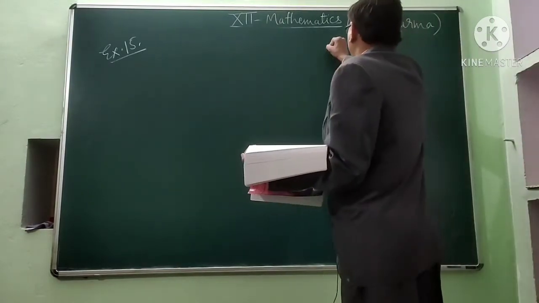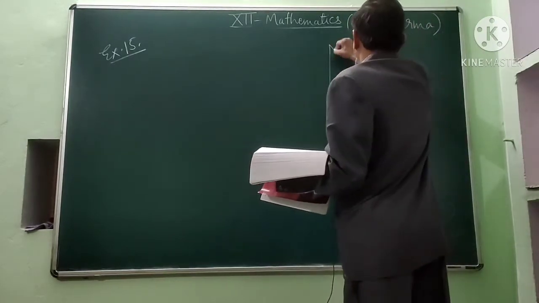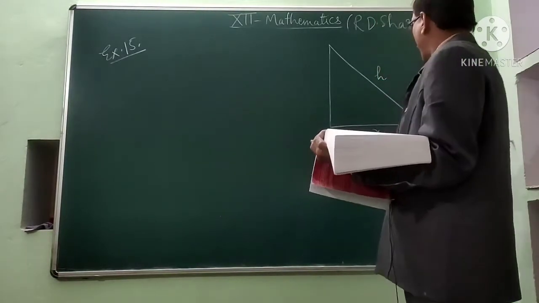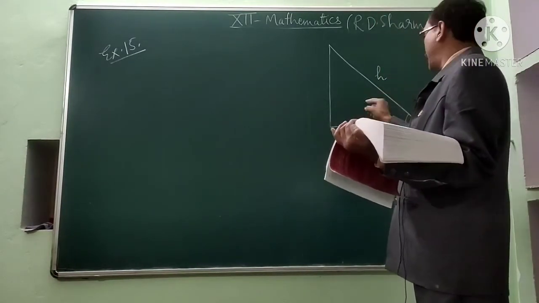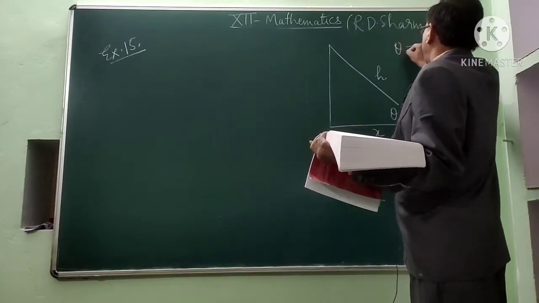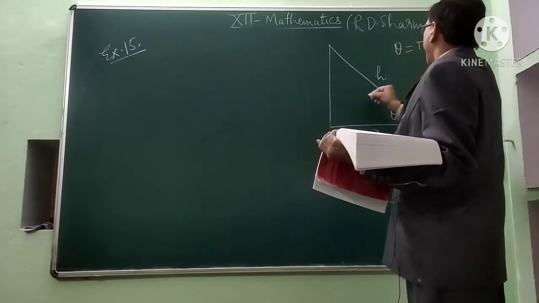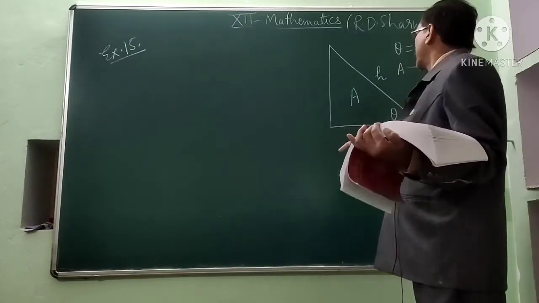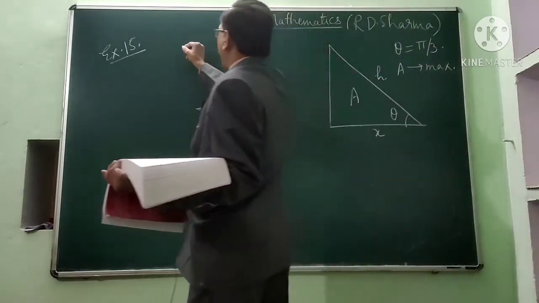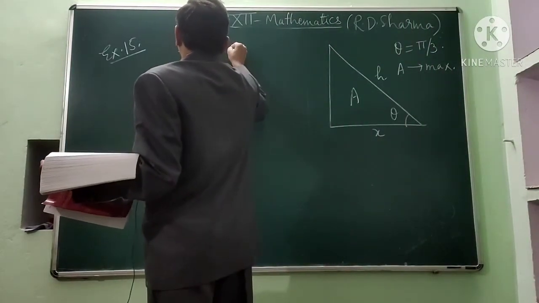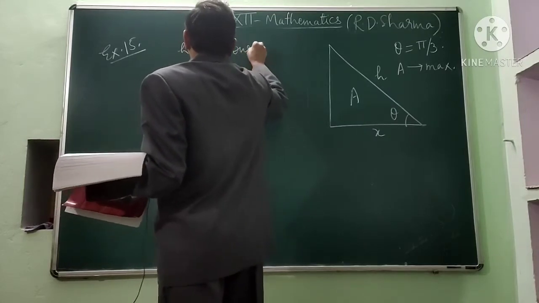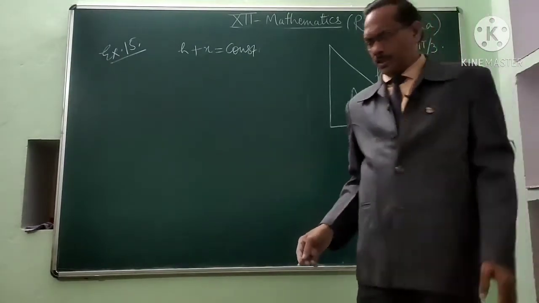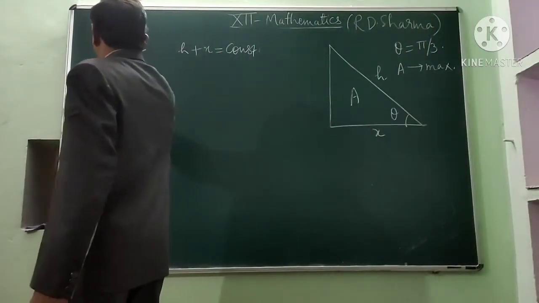So there is a right angle triangle, its hypotenuse and one side is given. We have to prove that its area is maximum when this angle theta is pi by 3. A is maximum, and the sum of the hypotenuse and one side x is given. It is constant. Now see the solution.